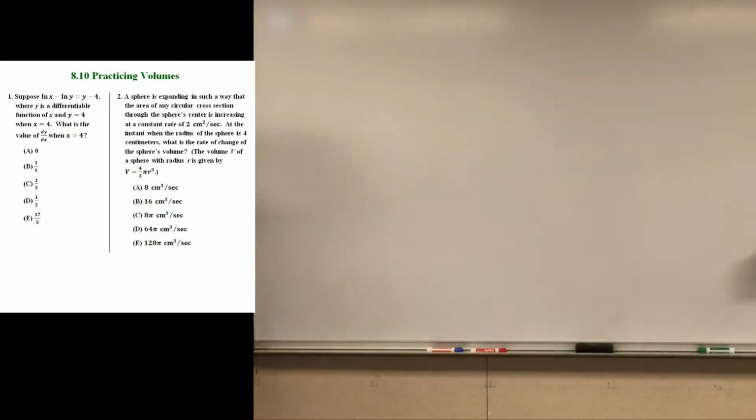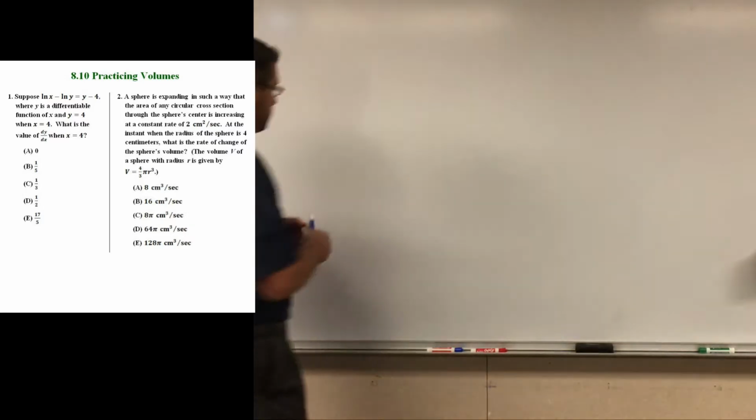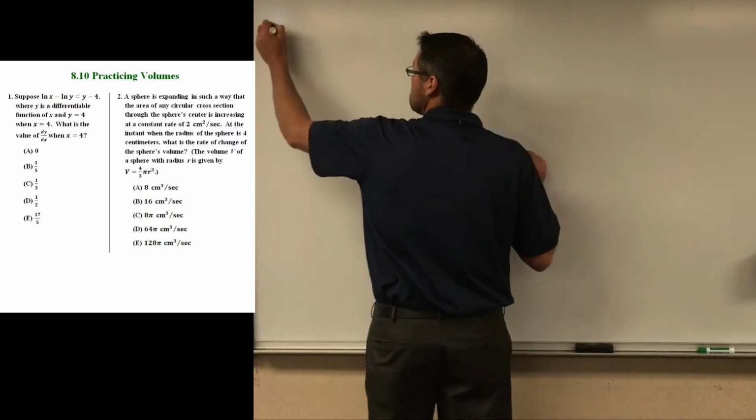Suppose natural log of x minus natural log of y equals y minus 4. Where's all my markers at? There they are. I'm looking for dy/dx when x equals 4. What do I have to do? Take the derivative.